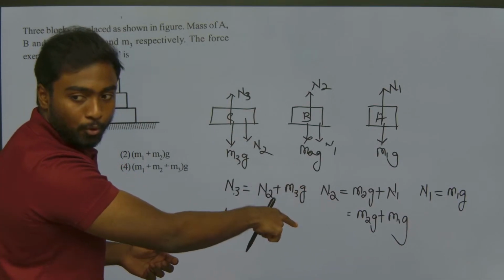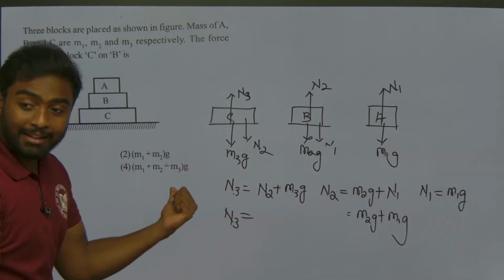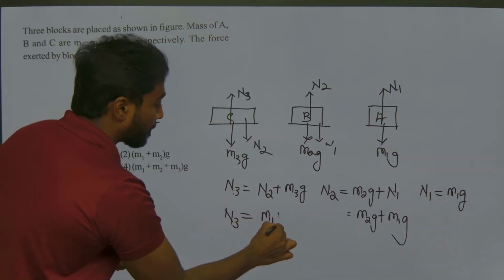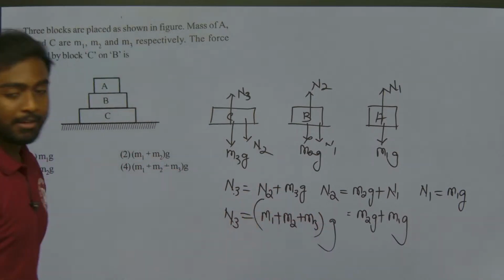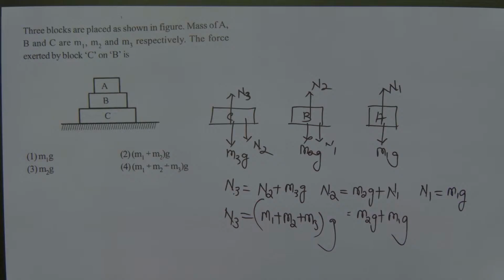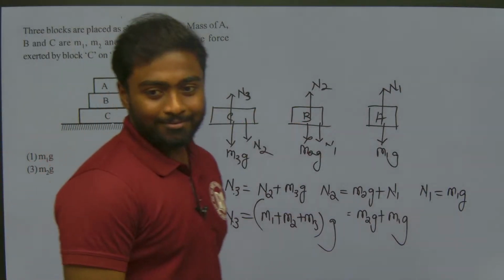M1G plus M2G plus M3G will be my N3. So M1 plus M2 plus M3 of G. This is my thing. Is it correct? This is the thing you told, no? But what is not N3? N3 is by surface, no? I need to find N2 only, no?